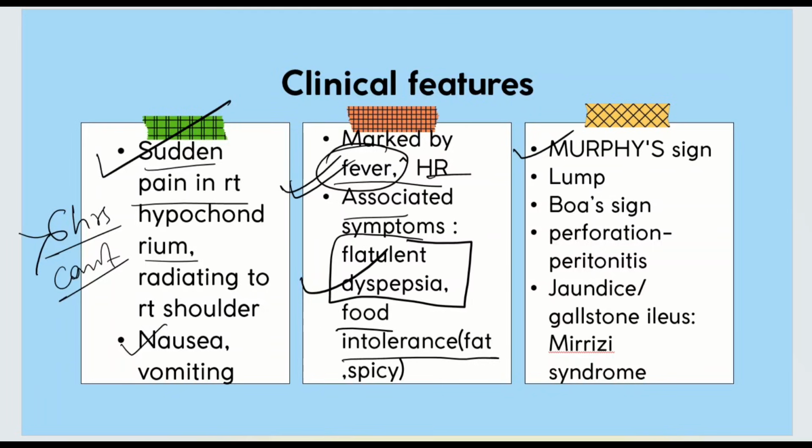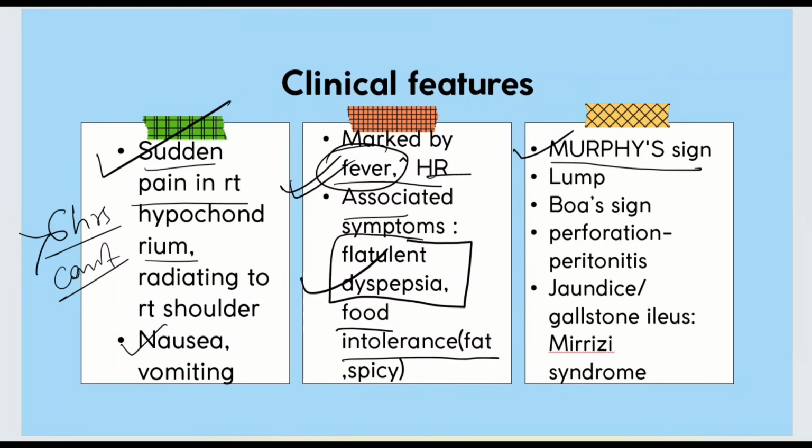Now coming to Murphy's sign. Murphy's sign I have mentioned in the last class also. Murphy's sign is seen in case of acute cholecystitis. Here, the physician presses the right hypochondrium. We ask the patient to take deep inspiration and we press the right hypochondrium at the height of inspiration. When the GB touches the finger of the examiner, the patient will have a sudden catch in breath due to severe pain. That is called Murphy's sign. It is done in sitting position. If the same examination is done in supine position, that is called Moynihan's examination.